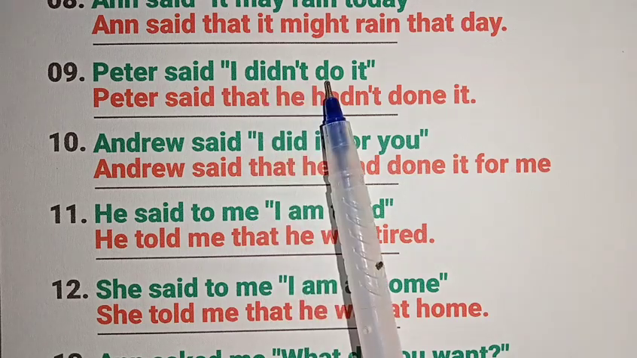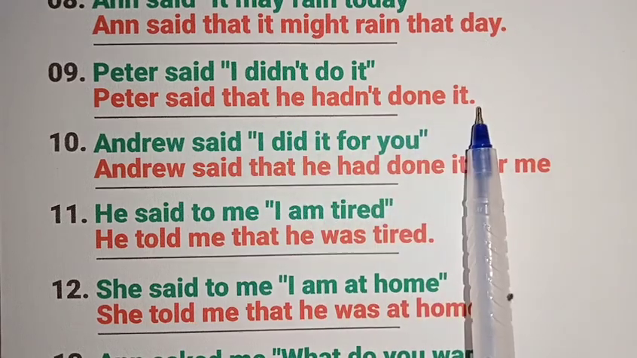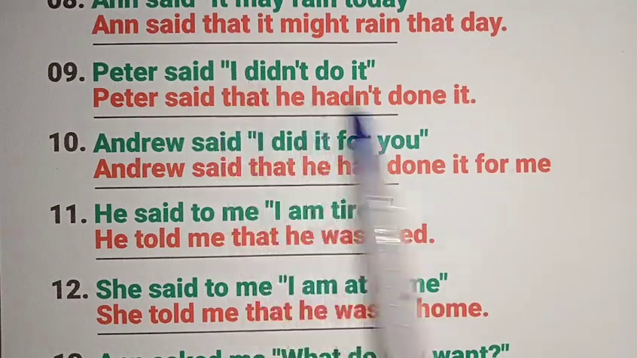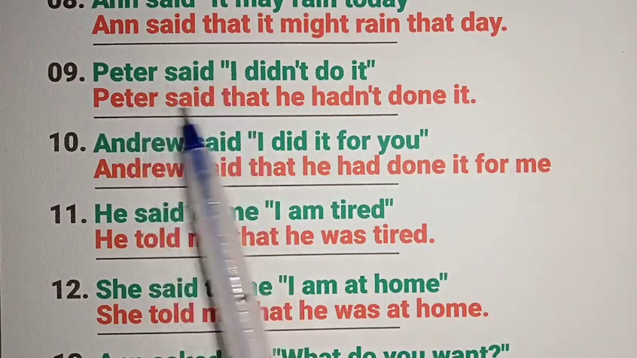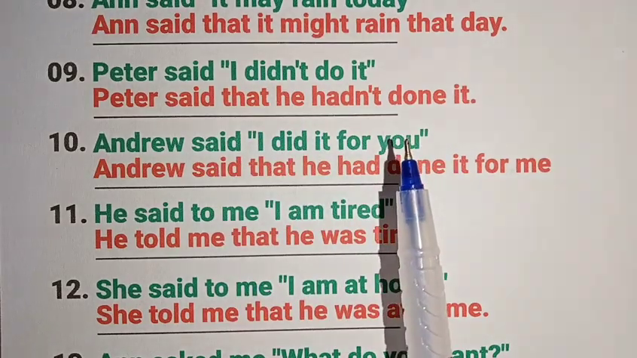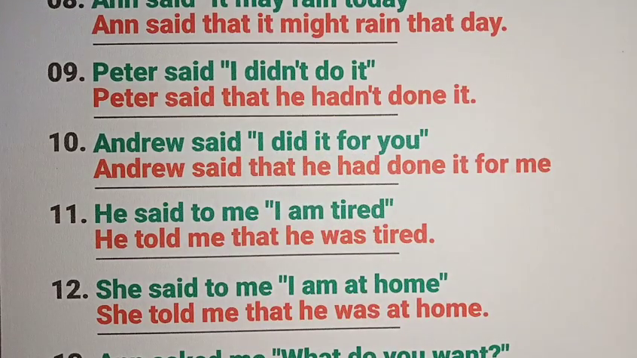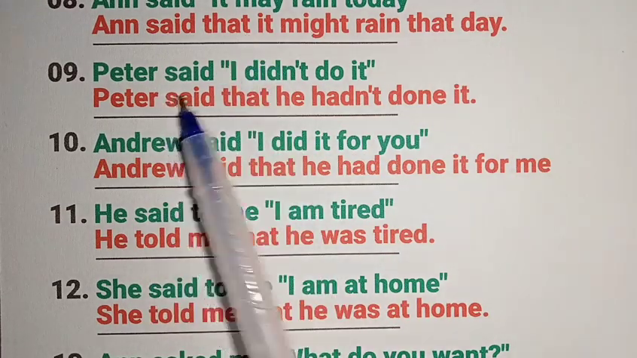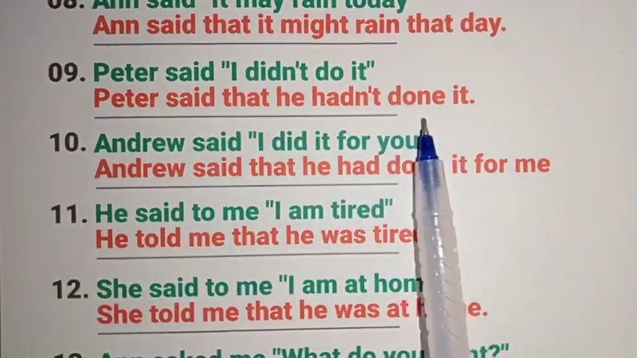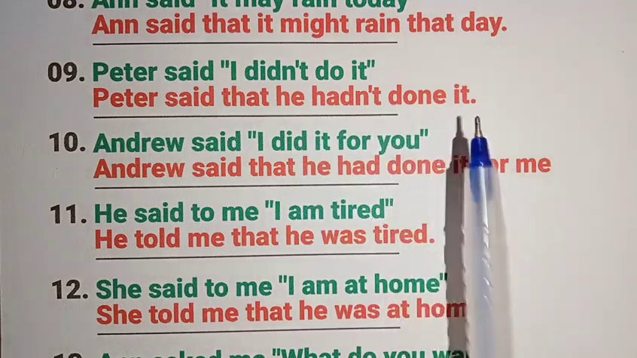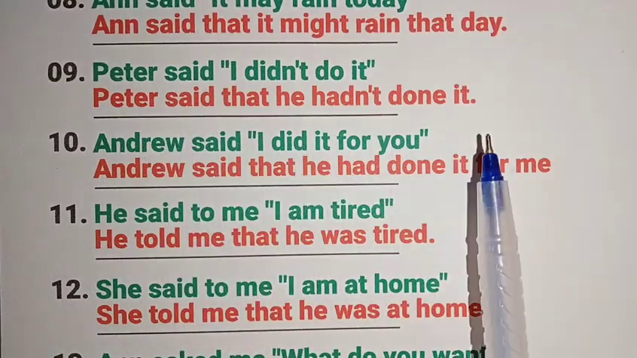now you can say didn't. So one student can say, Peter said that he didn't do it. Then you change only the pronoun. Or you can change the past simple into past perfect. Peter said that he hadn't done it. You know, had done, hadn't done, had not done. Right?